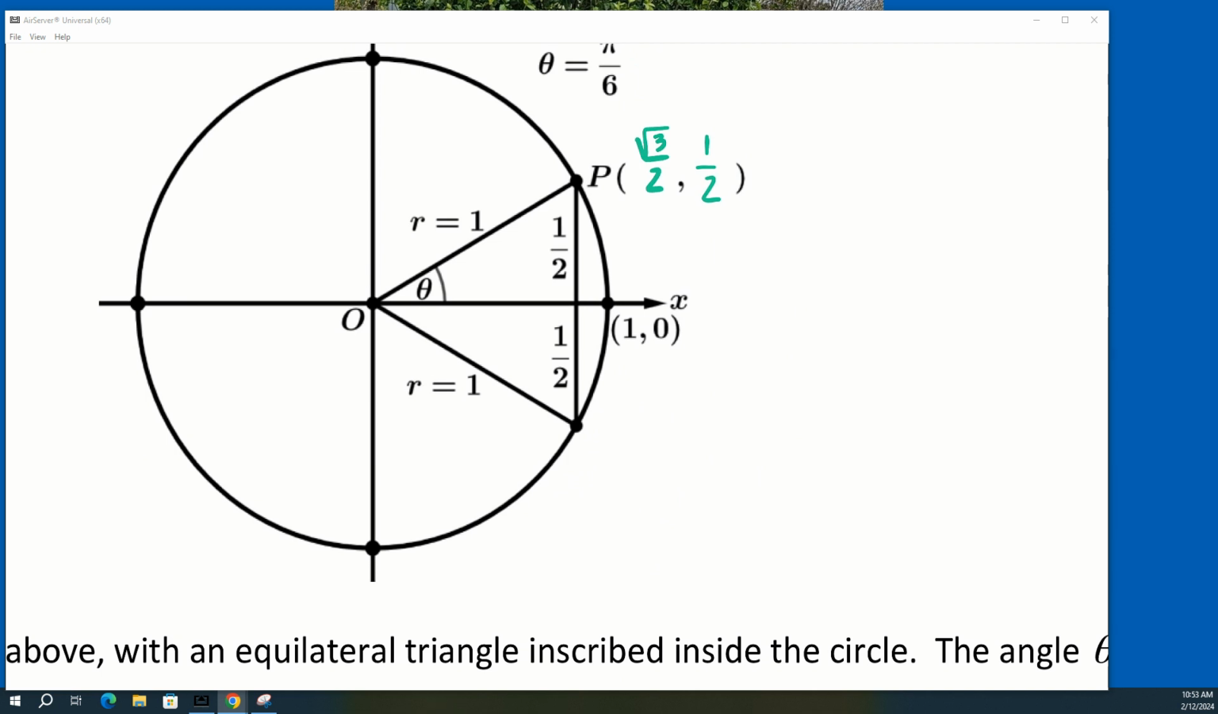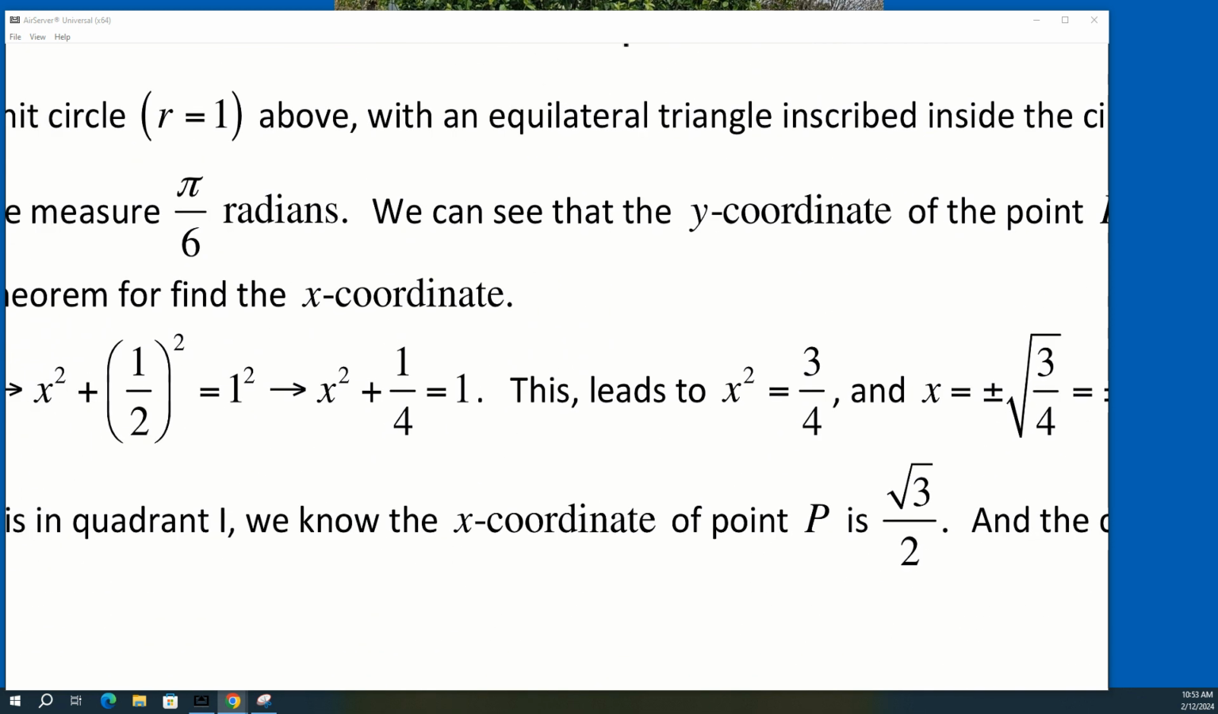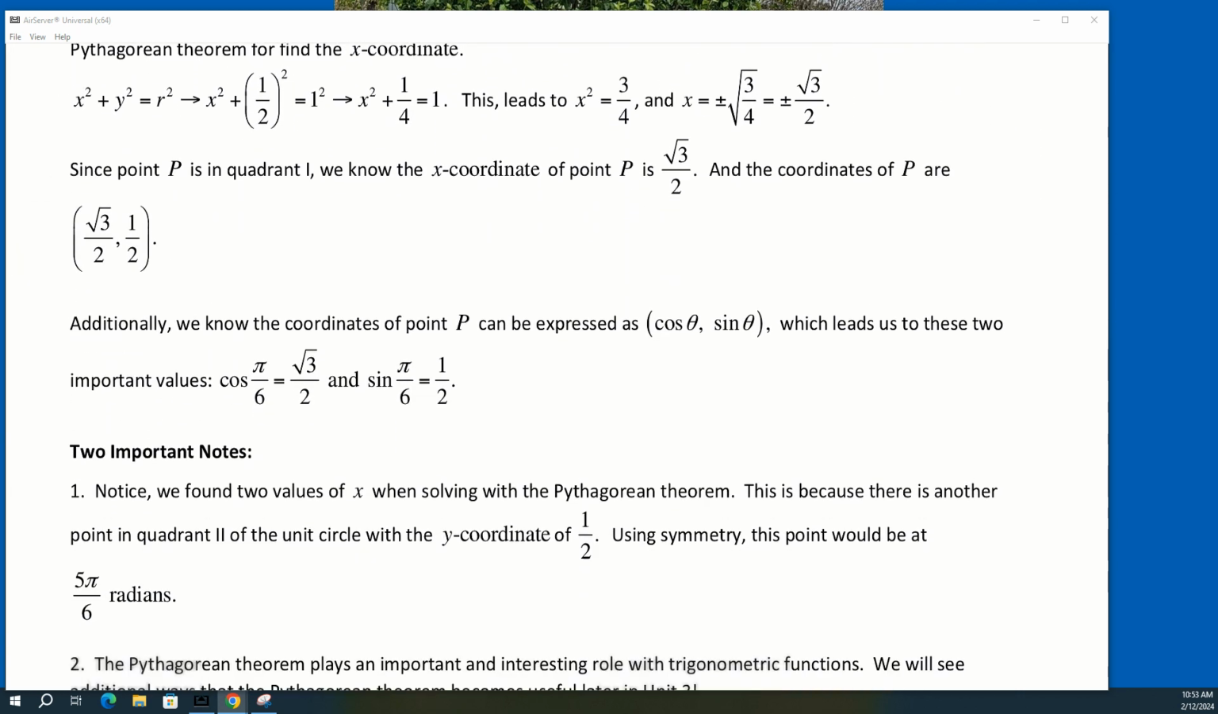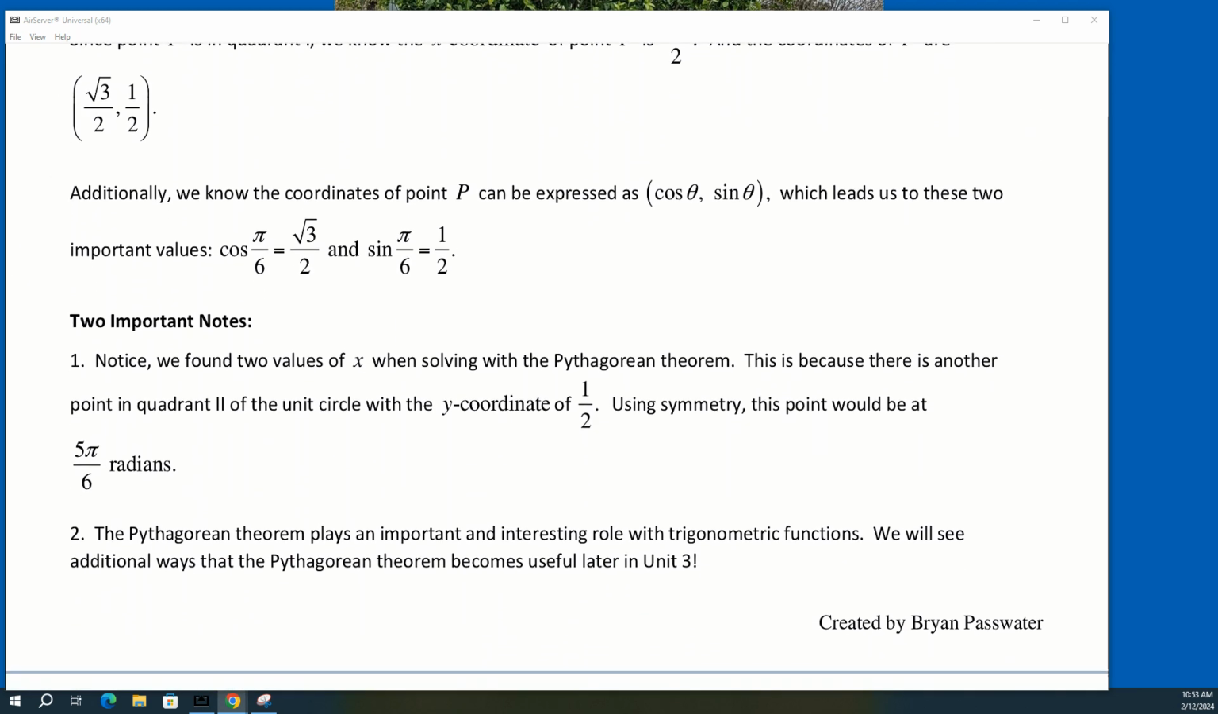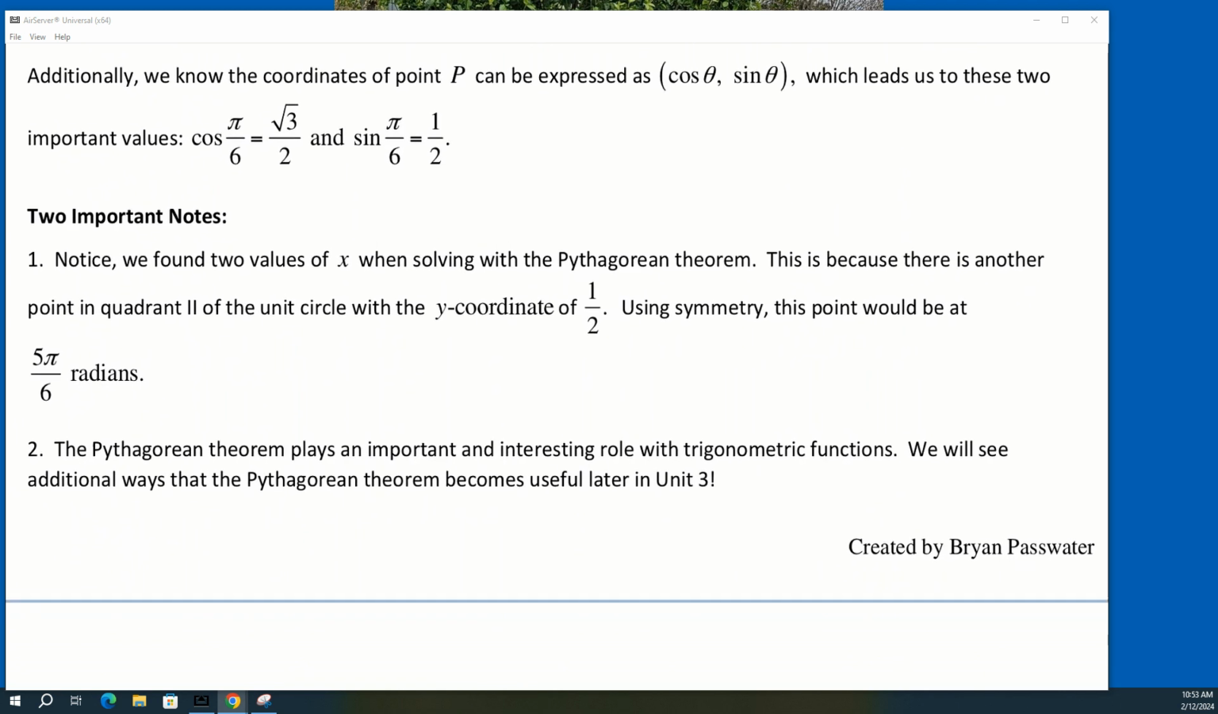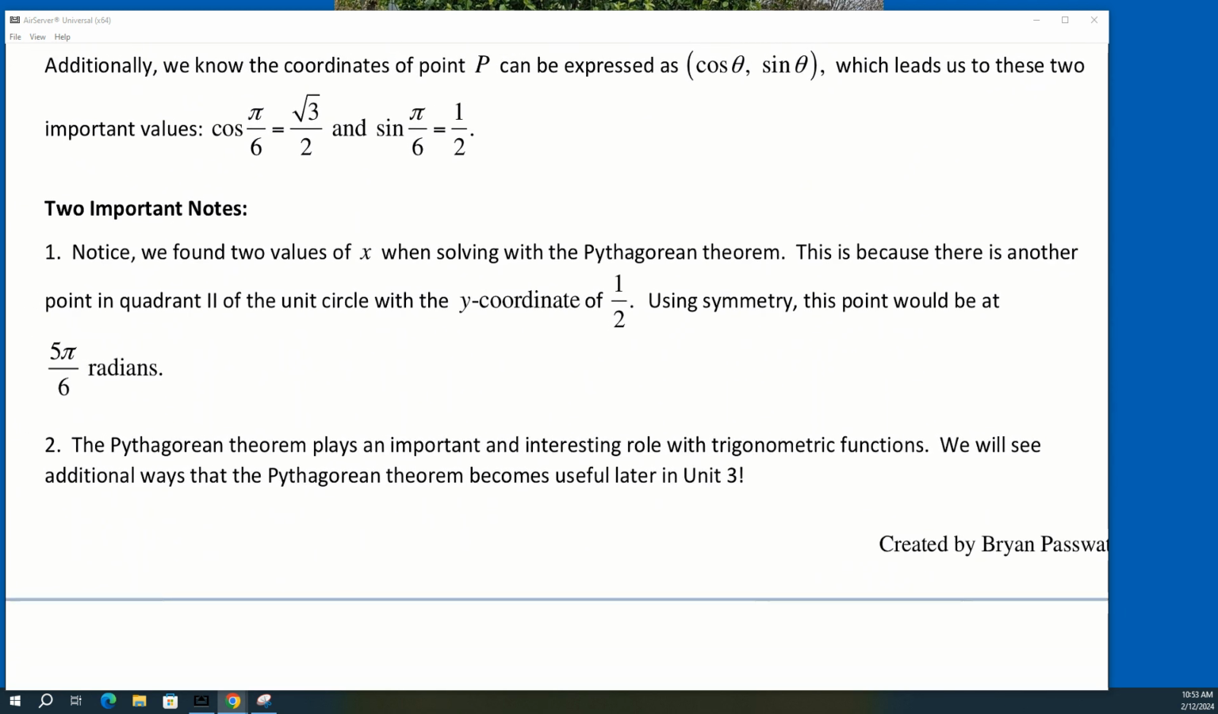All right, now if we had a point over here in quadrant 2, then the x would be negative. Quadrant 3, the x and y would be negative. All right, just some important notes: like I was saying, we found two values for x, and it really just matters what quadrant we're in whether we choose the positive or the negative. And the Pythagorean theorem will come into play more times in the future.